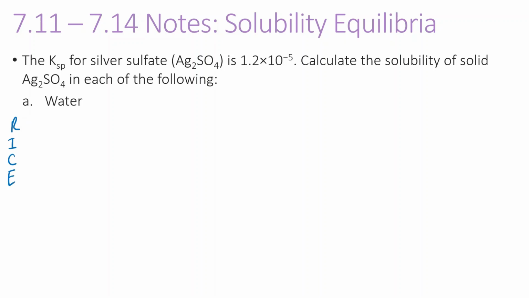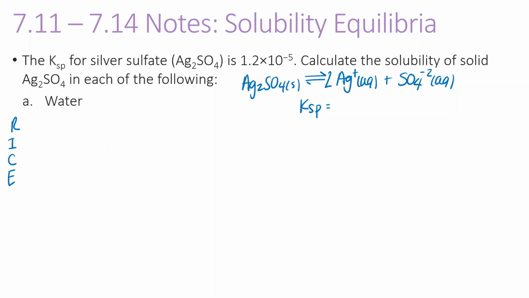And we're looking at the dissolving of silver sulfate in water. So if I have solid silver sulfate, it's going to dissolve and form silver plus 1 ion. We're going to get 2 of those. And we're going to get some sulfate minus 2 ion as well. So in my KSP expression, I'm going to have the concentration of silver squared times the concentration of the sulfate ion.